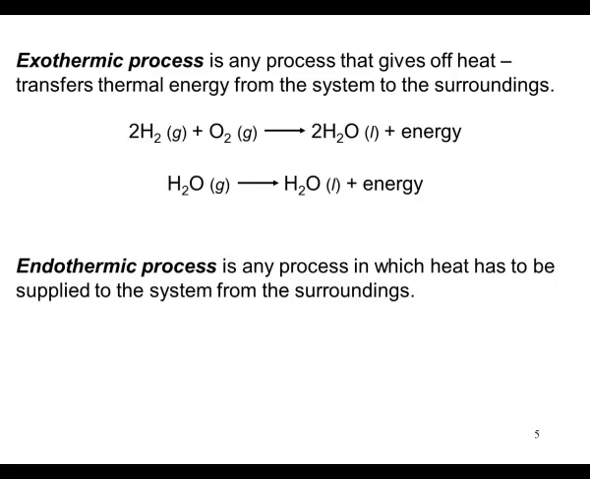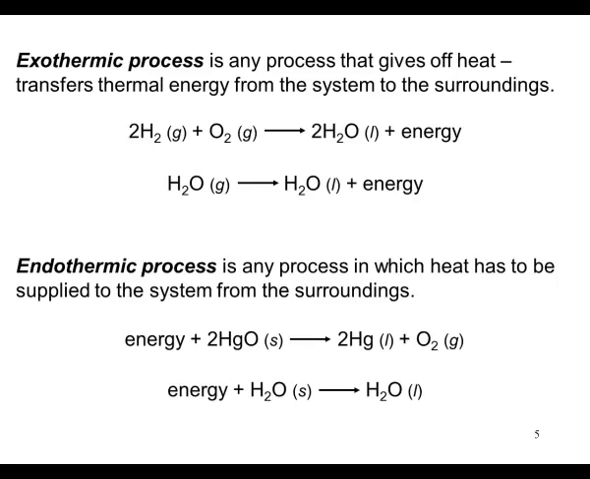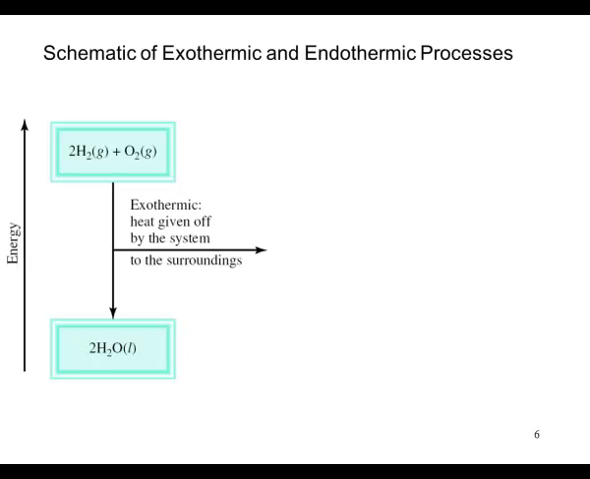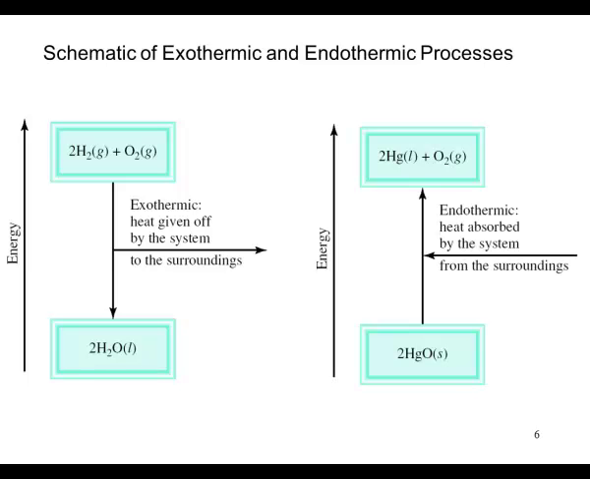An endothermic process is any process in which heat has to be supplied to the system from the surroundings. In order to convert mercuric oxide into mercury and oxygen, energy must be supplied. Energy must be supplied to melt solid water, ice, into liquid water. Remember that in an exothermic process, heat is given off by the system to the surroundings, whereas in an endothermic process, heat is absorbed by the system from the surroundings.